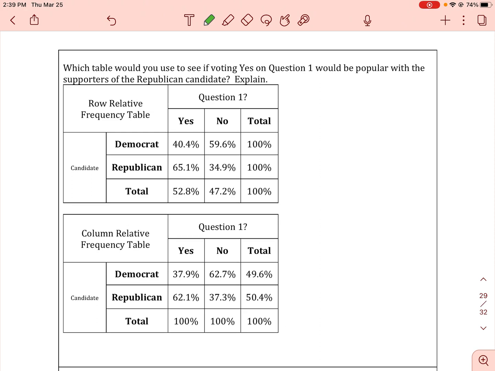Which table would you use to see if voting yes on question 1 supports the Republican candidate? So this is with respect to question 1 right there. I am going to say we are going to use the column because it's with respect to question 1. So you would say that voting yes right here shows that the people voting Republican favor voting yes on question 1 more than the other.